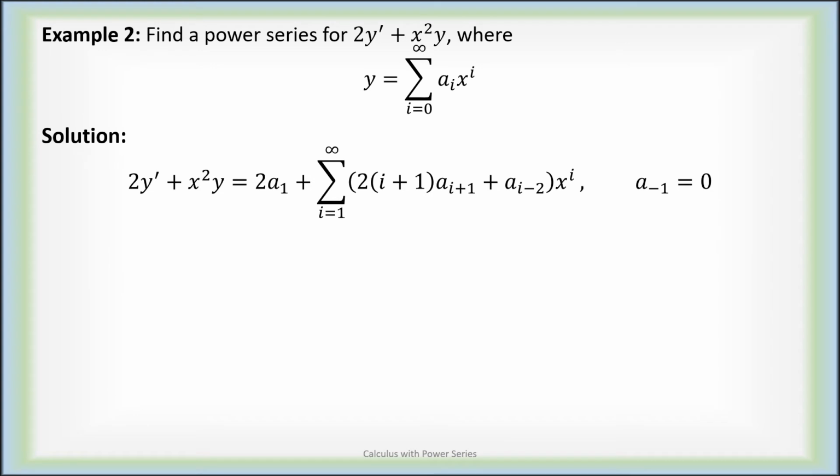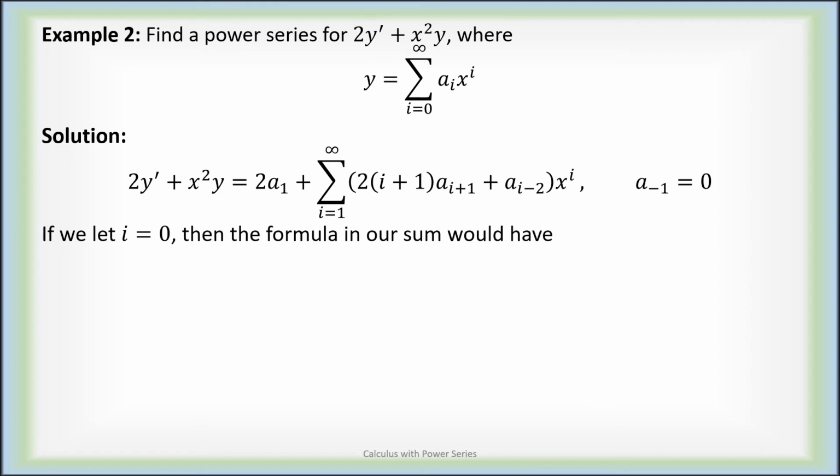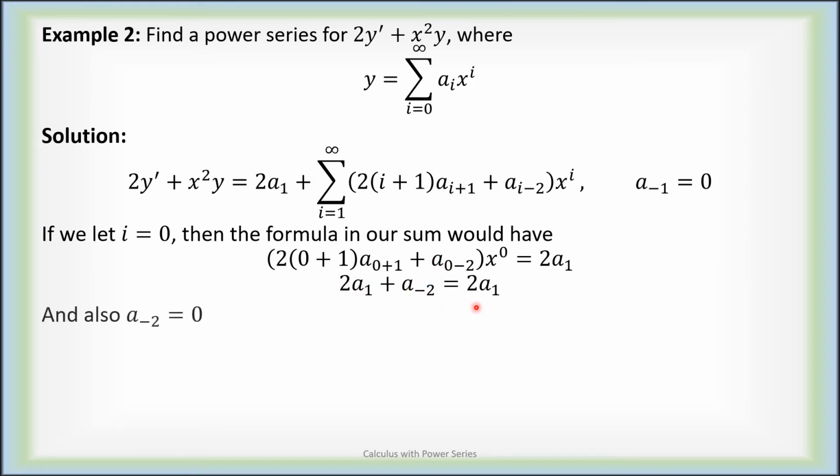All right, so here is our series. What we're going to do is look at the predicted formula for index 0 and compare it to 2a1, the actual term with x to the 0 in it. Now, if i were equal to 0, in our sum we would have 2 times 1 times a sub 1 plus a sub negative 2 times x to the 0. But what we wanted to get out was exactly 2a1. So here we do get 2a1 plus a sub negative 2, and we want that to equal 2a1. So again, we see if we set a negative 2 to be 0, then everything works out just fine.